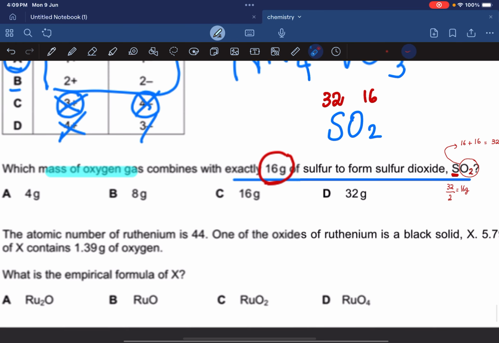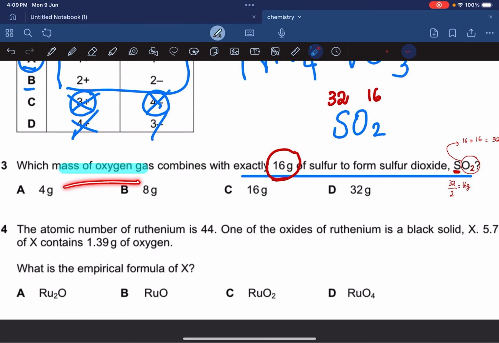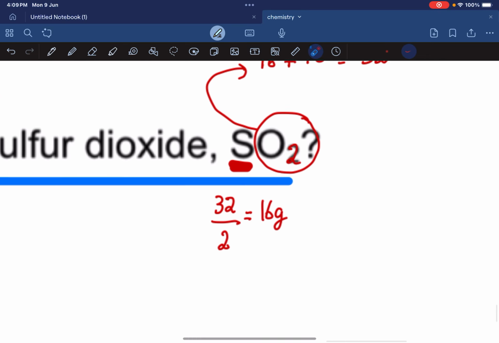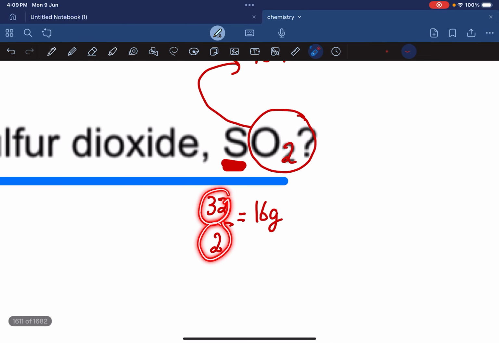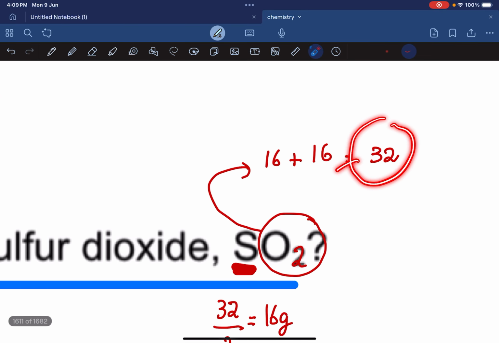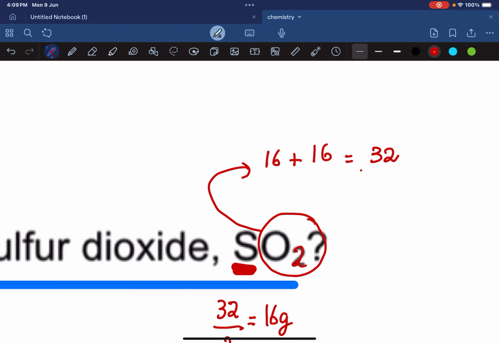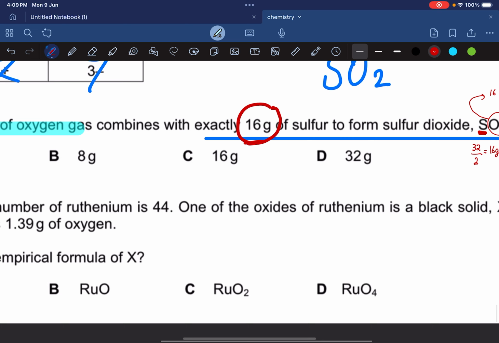It's written: which mass of oxygen gas will combine with 16 grams of sulfur? Originally, sulfur was 32. We halved it. So now this is the mass that comes out to be of oxygen, so we're going to half it as well, divided by 2, and we're going to get our answer to be 16 grams. So we're going to take 16 grams mass of oxygen, and the answer is option C.